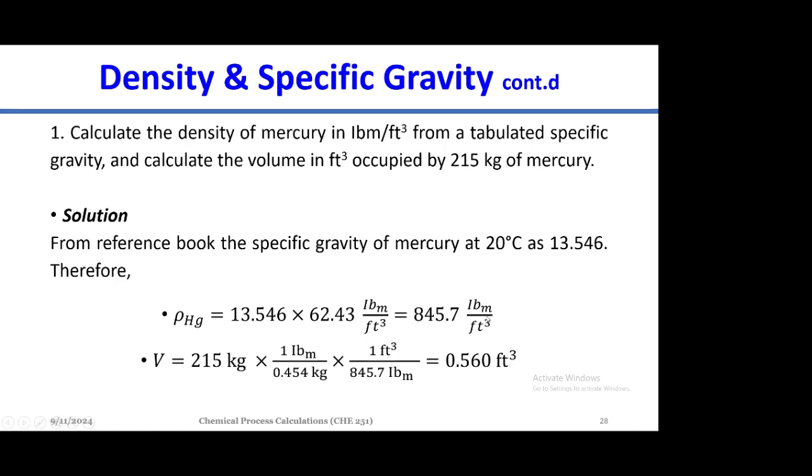845.7 pound mass per feet cube, and that will give the density of mercury. If you need to find the volume here, because they gave the mass in kilogram, you can't use this pound mass per feet cube alone. You need to do unit conversion again so that you can get it in kilogram per meter cube, and then you can use that to find your volume. But if you want your volume in feet cube, then you should know how to do your conversion.